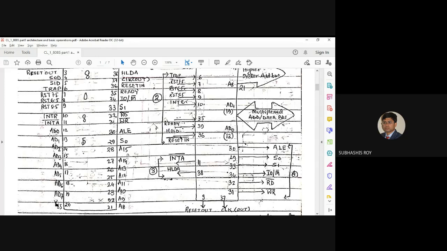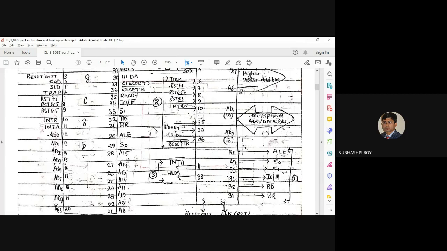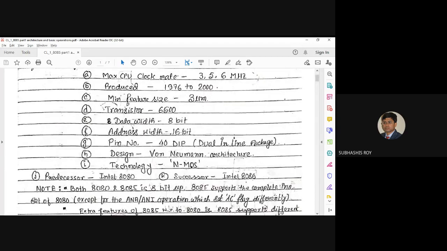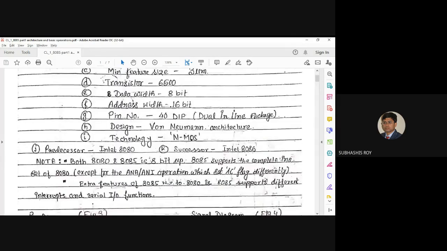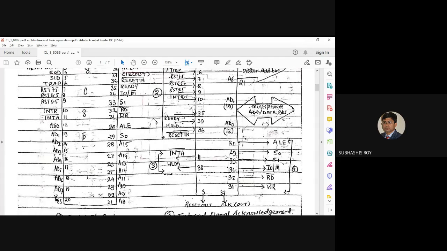So what is the lower order address bus? If you go here, you can see that the address bus length is 16 bit. If you divide it into two parts, 8 bit and 8 bit, then the first 8 bit is the upper 8 bit, and the next 8 bit is the lower 8 bit. If you represent this in binary format, it will start from A0 to A15. So A0 to A15 are the address lines. Among these address lines, A0 to A7 are used as a multiplexed address line with the data bus. The data bus width is 8 bit, so it is D0 to D7. Here you can see that these two things are multiplexed into a single unit, that is AD0 to AD7.